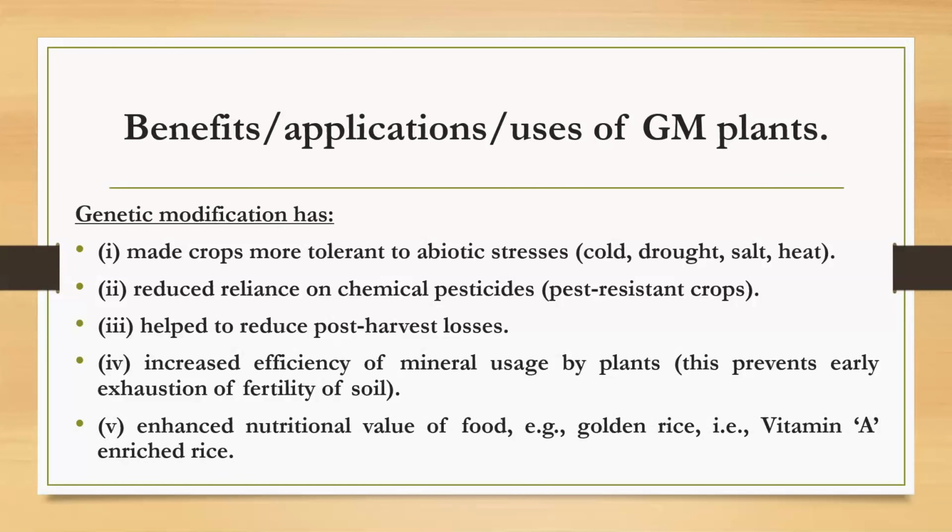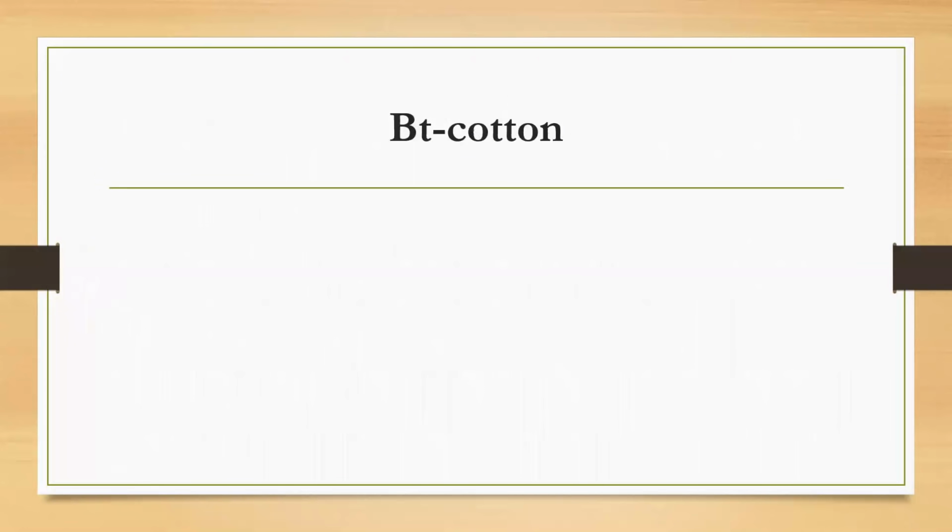genetically modified plants. Now let us move to one of the very important topics from this chapter, that is Bt cotton. So this is one of the best examples for the application of biotechnology in the field of agriculture. Bt cotton is nothing but a genetically modified plant which is resistant to cotton bollworms. So cotton bollworm is an insect. So Bt cotton is a genetically modified insect-resistant variety.